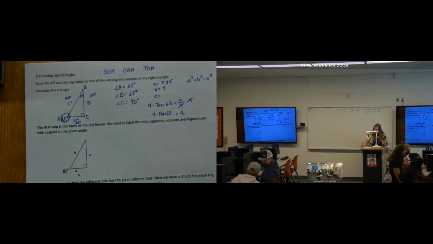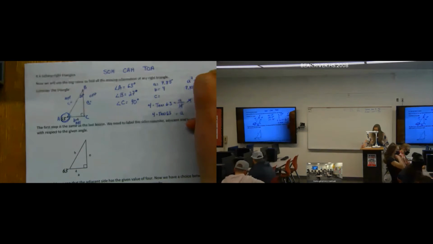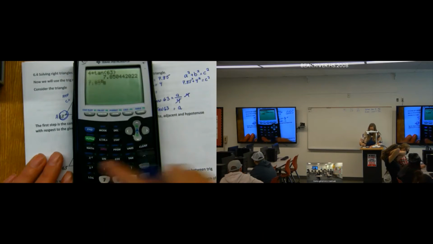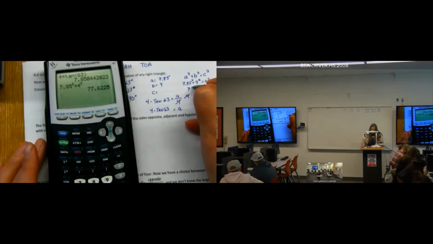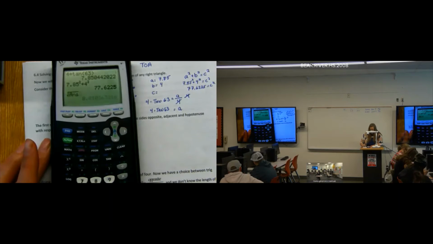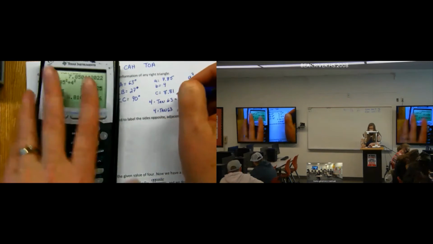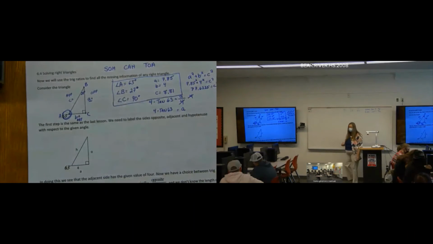So we just go A, which is 7.85, squared plus B, which was 4, squared, equals C squared. We type it in again. 7.85 squared plus 4 squared equals 77.6225, which equals C squared. So I take the square root of that, and my answer is 8.81. And I just solved the whole triangle. I know every side, and I'm good to go.